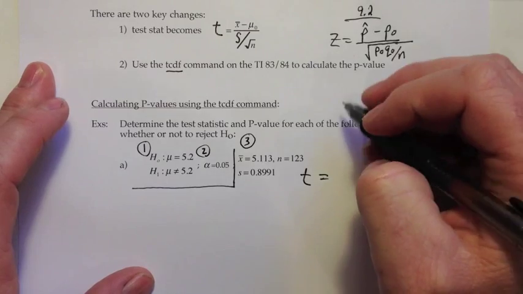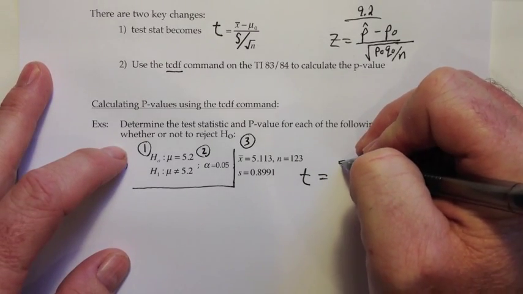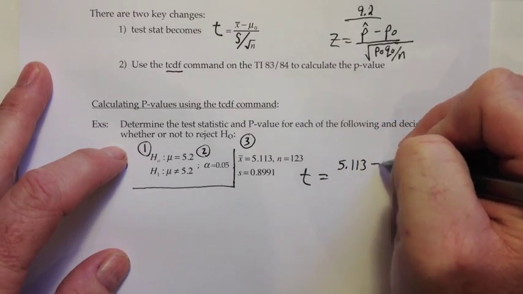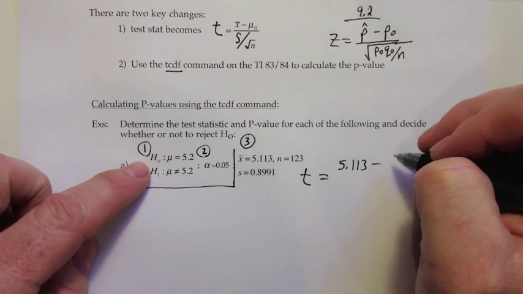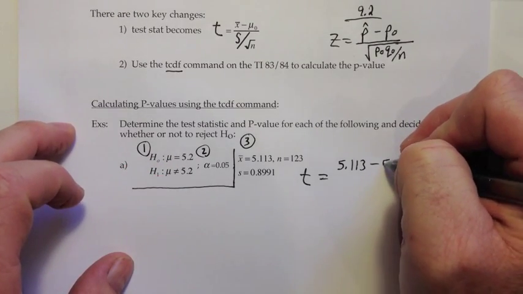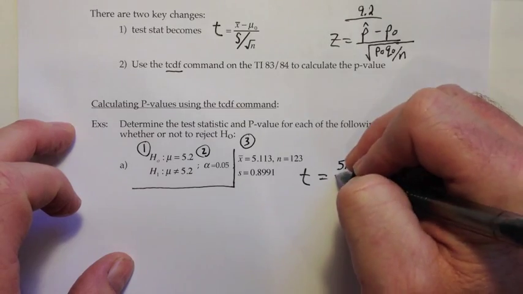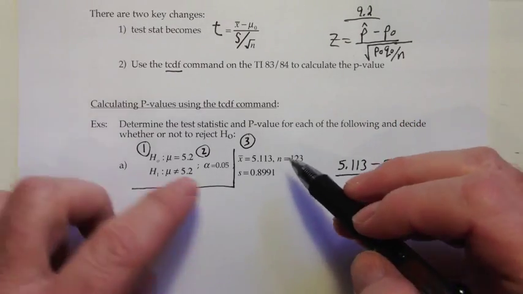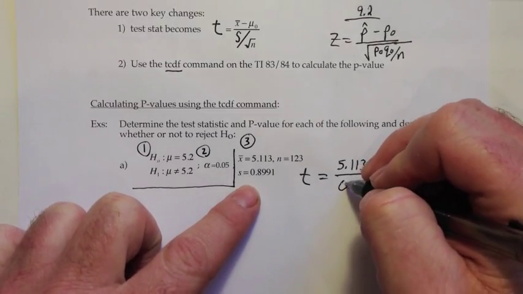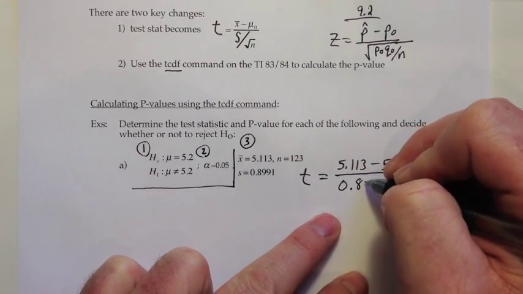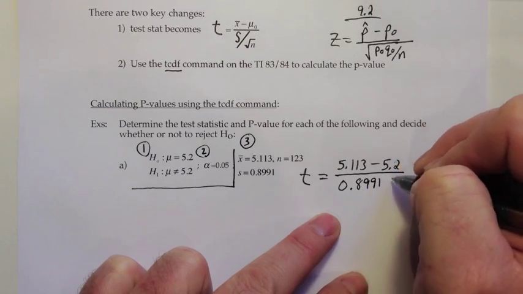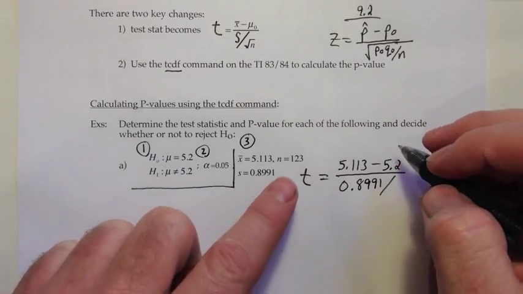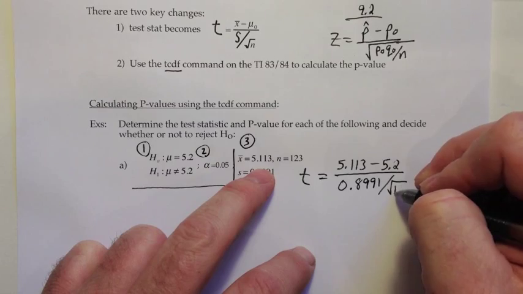So t is x bar, 5.113, minus the claim mean, which comes from H0, so that would be the 5.2. And again, we'd love to divide by sigma over root n and do a z-score, but we don't know sigma, so we'll use s instead, 0.8991. And then we're going to divide that by the square root of n, which is given as 123.